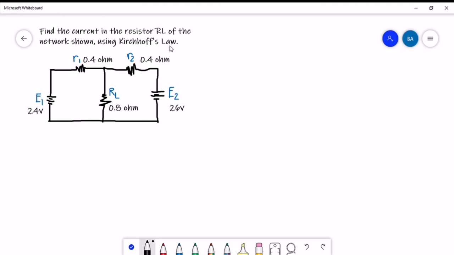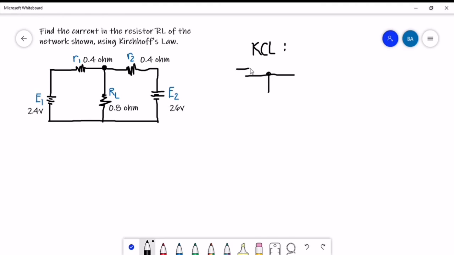First, the KCL, Kirchhoff's current law. In your module, it's stated that the algebraic sum of the currents entering and leaving a node is zero. We have a node here. So this point is a node, and this is just an example.